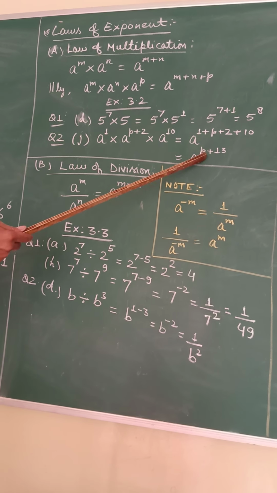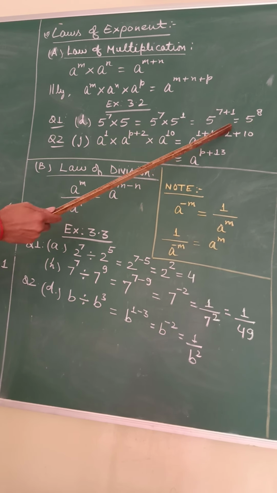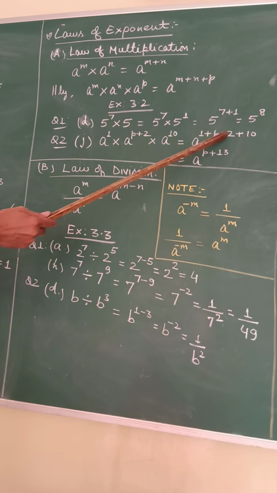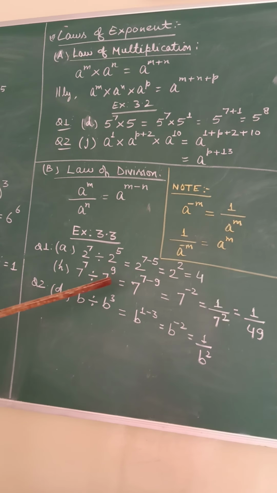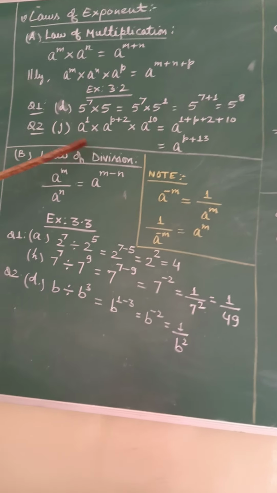So you will get a raised to power p, and all these 3 numbers you will add: 10 plus 2 plus 1, you will get p plus 30. Now the next law is the law of division.